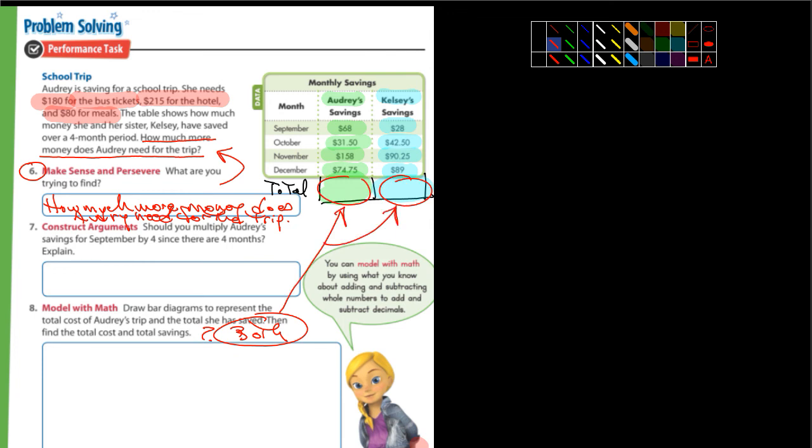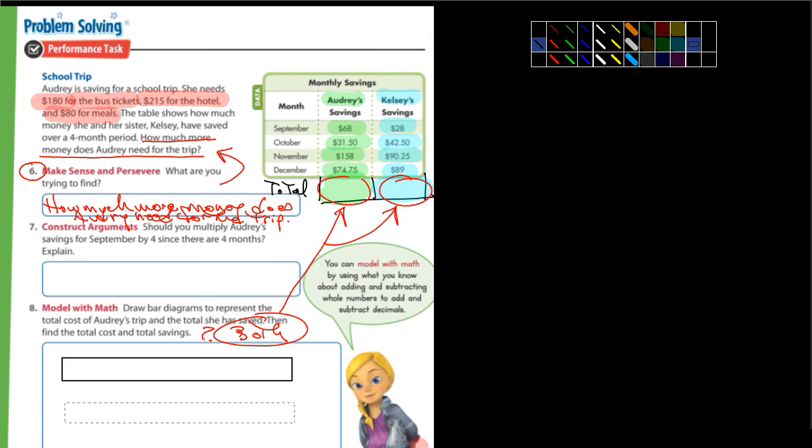All right. And then draw bar diagrams to represent the total cost of Audrey's trip and the savings that she has. So you're going to have one bar for Audrey's cost, and I don't know which is going to be larger because I haven't done it yet. So one bar will be the cost, and I'm going to write down cost, and one will be her savings.